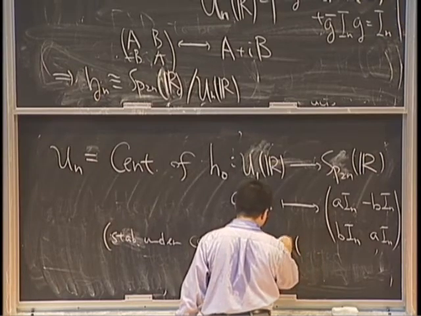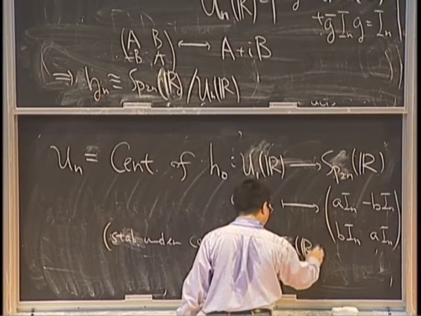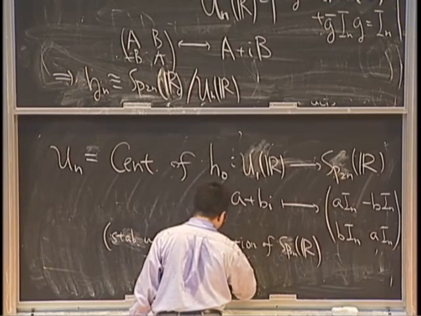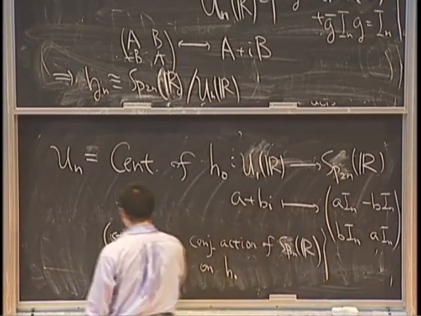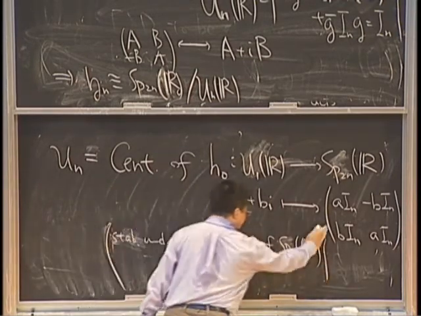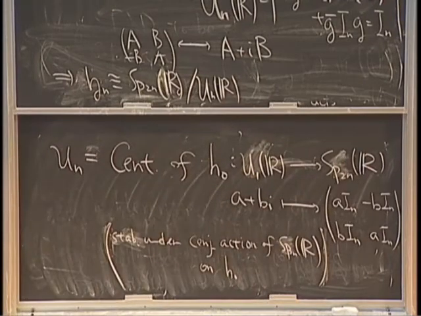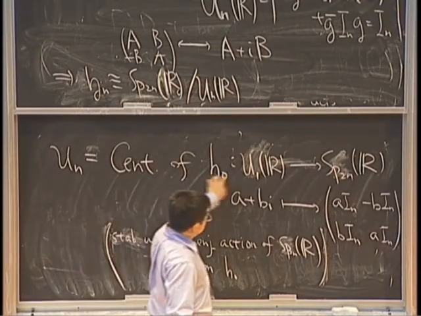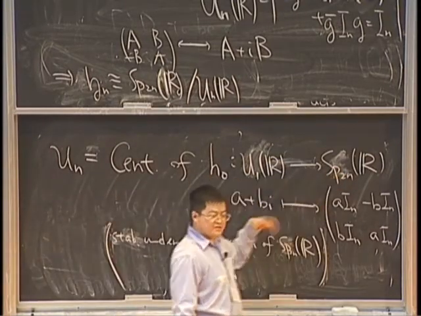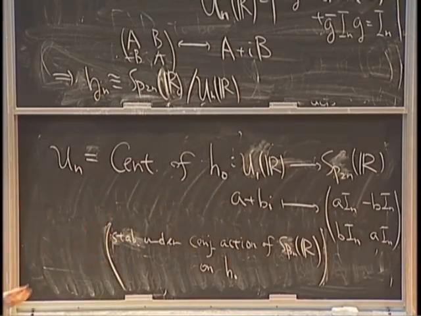Wow, I keep writing G. Sorry. On this H naught, you can consider all the possible collections of this H that satisfy some conditions. I'm not making clear what those are, but you can make this G act on these kinds of things by conjugation. Then you get all the other kinds of H, which are conjugates of this H naught.